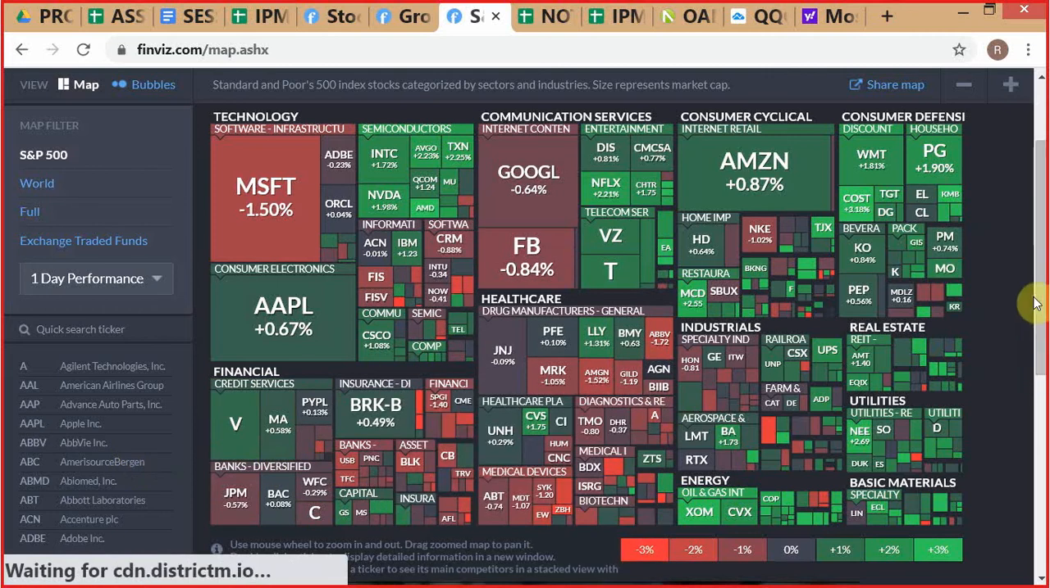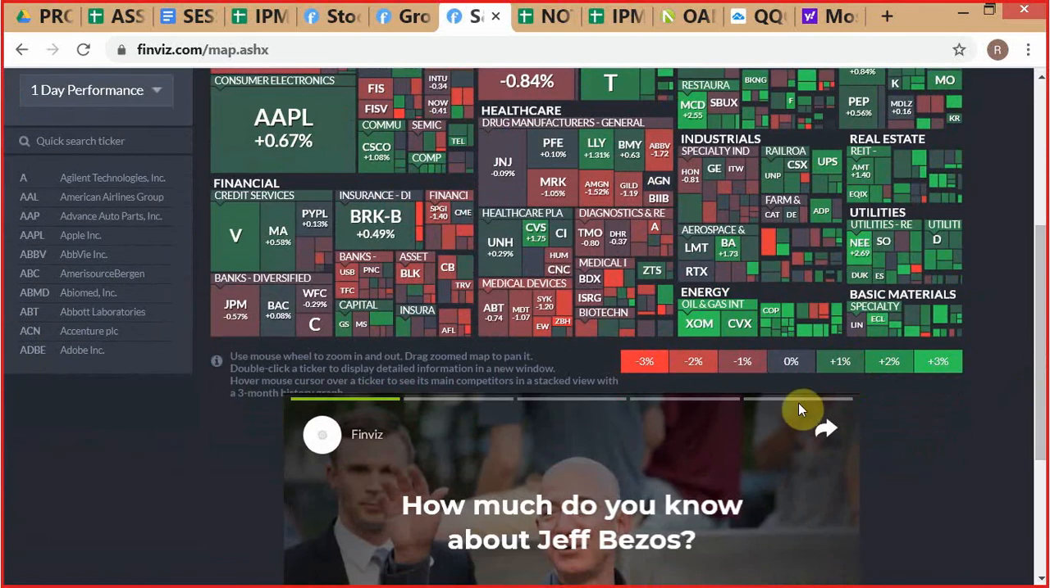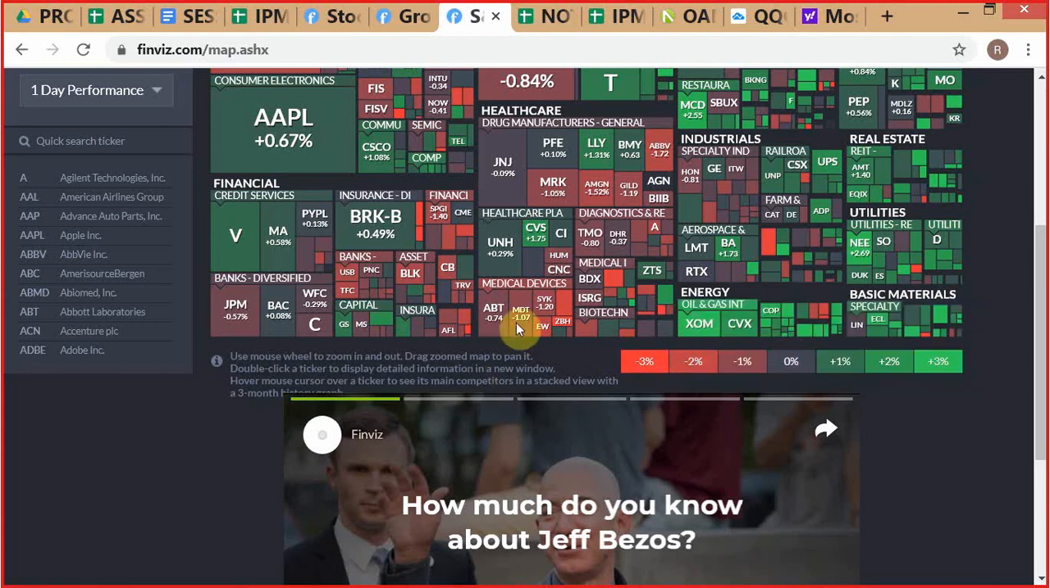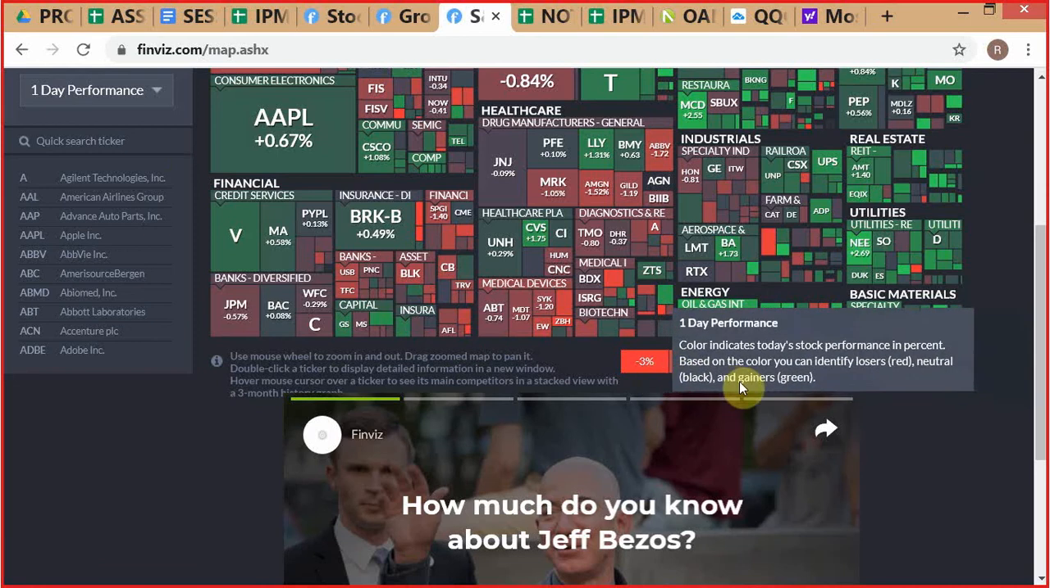All right. So you can see the code over here. I don't know if you can see it here, but if you notice here, can you see this -3%? This is based on a period, okay, which is one day performance. So -3% means there will be deep red.